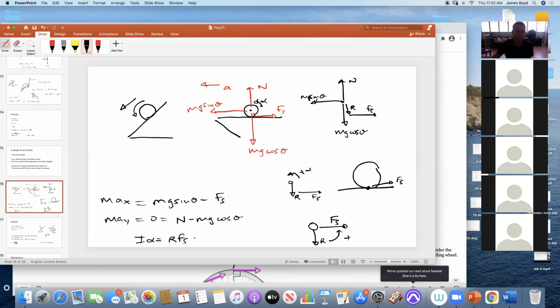Here it's Fs. So now, from all of this, we can just plug in here I alpha and move it over. So we would get MA plus I alpha is equal to mg sine theta. Let's turn this into alpha. A is equal to R alpha, right? Since A is equal to R alpha, alpha is mg sine theta times mr plus I. We can do one more thing here, which I'm going to do on a brand new slide.